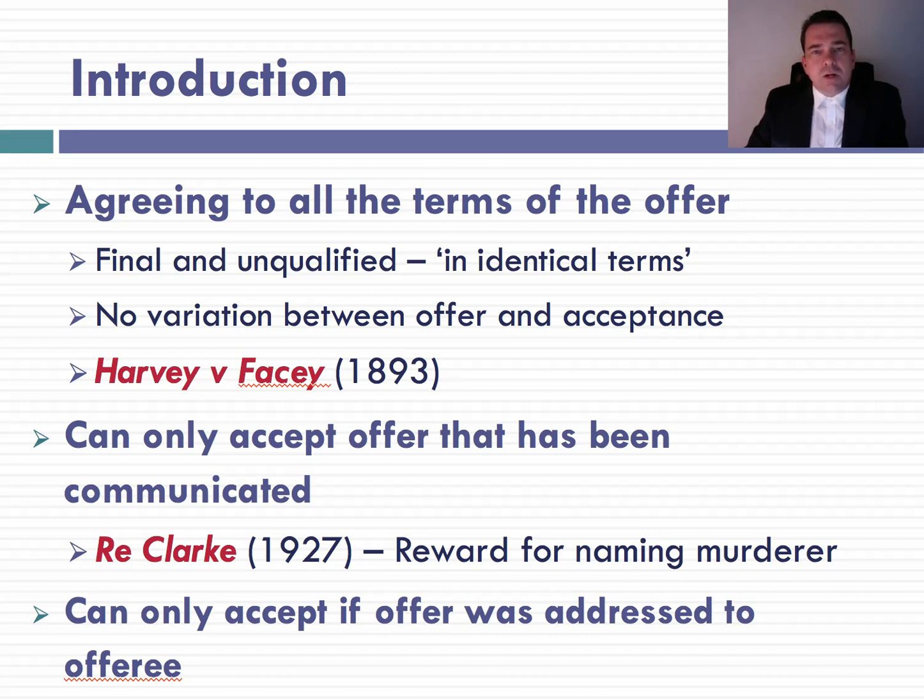It then transpired that there was actually a reward for naming the murderer, and so then the informant tried to claim that reward. And it was held that the reward was not claimable, in this case because the offeree had not come forward with the information in order to claim the reward. They had done so to protect themselves.